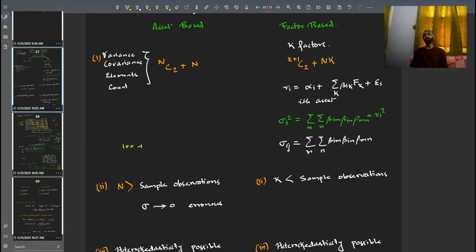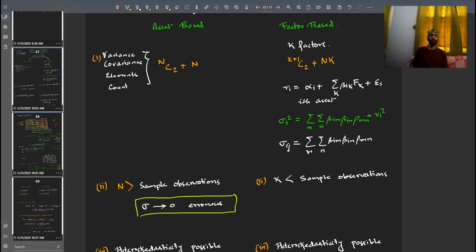And the number of observations you have is quarterly for 20 years. So 20 into 4 or 80 observations. So the number of assets is greater than the sample size itself. This kind of situation can give erroneous value of 0 for the risk or the variance, right? This is a big disadvantage when you are dealing with asset based VCV matrix.